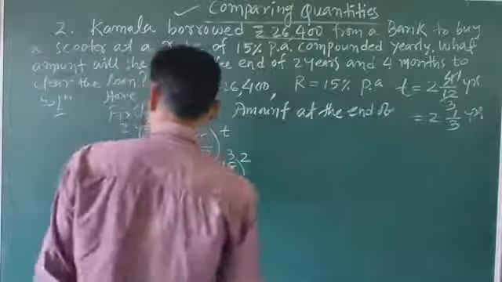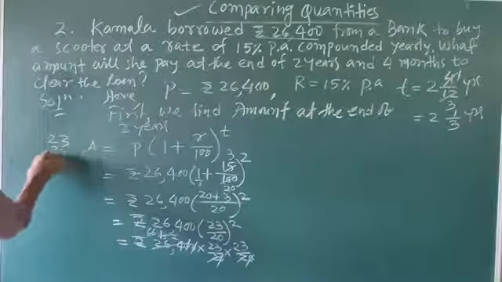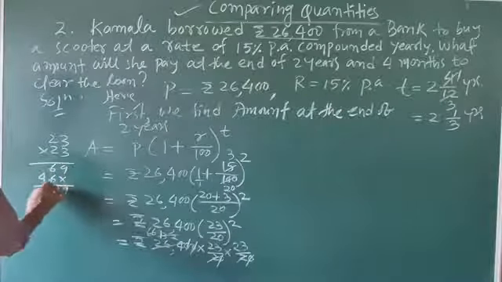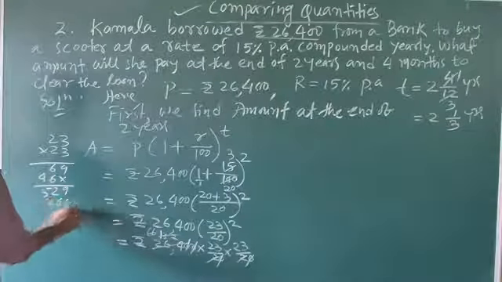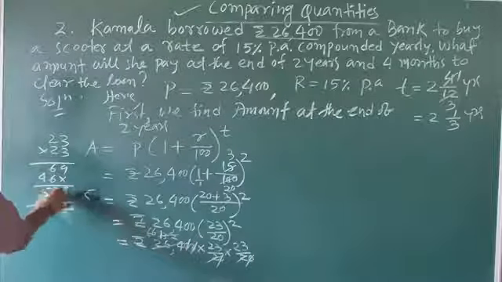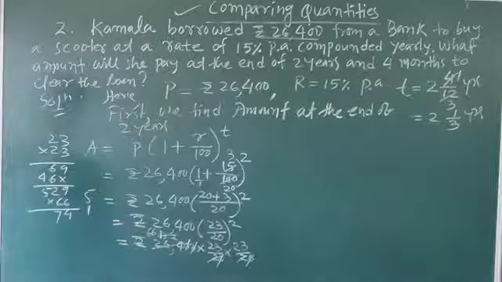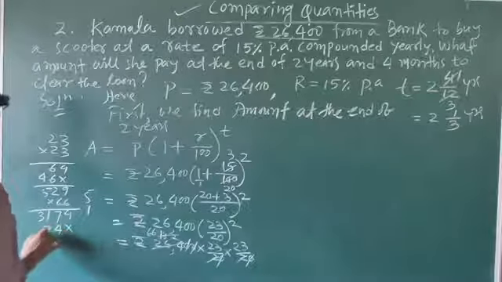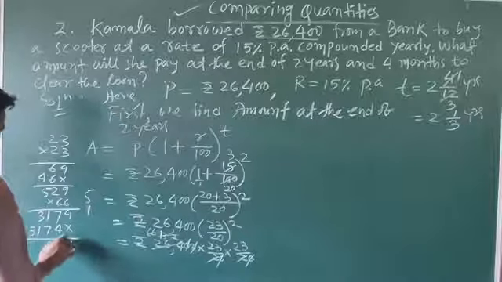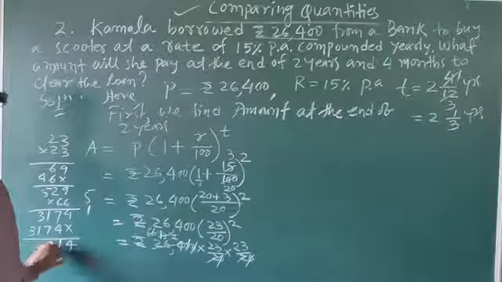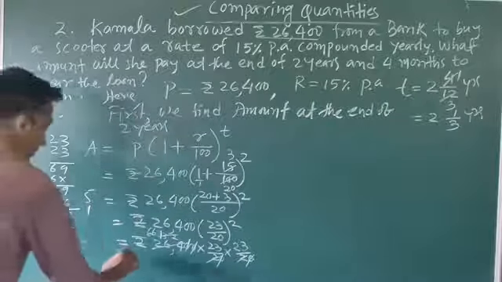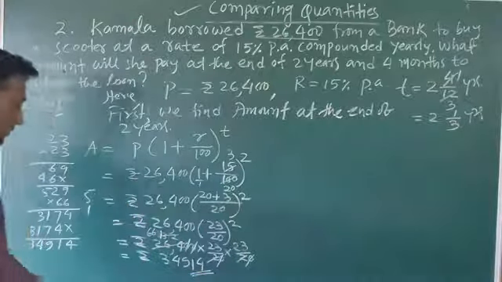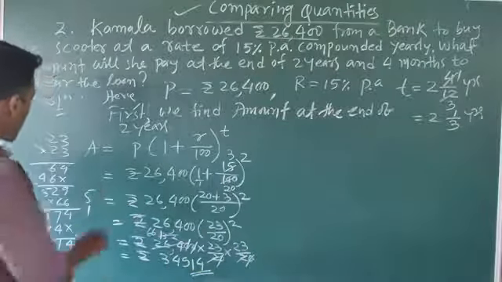So find the product. 23 into 23: 3 threes are 9, 3 twos are 6, then 2 threes are 6, 2 twos are 4, giving 529. 529 into 66: 6 nines are 54, 5 in hand; 6 twos are 12 plus 5 is 17, 1 in hand; 6 fives are 30 plus 1 is 31. Multiplying by the other 6 similarly and adding, we get rupees 34,914. So this is the amount after 2 years.